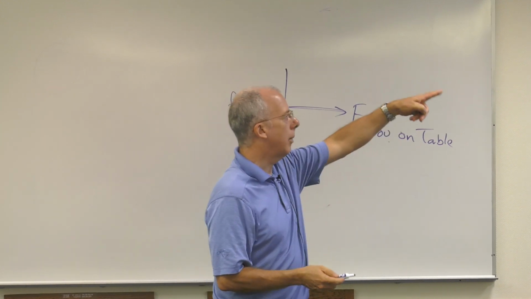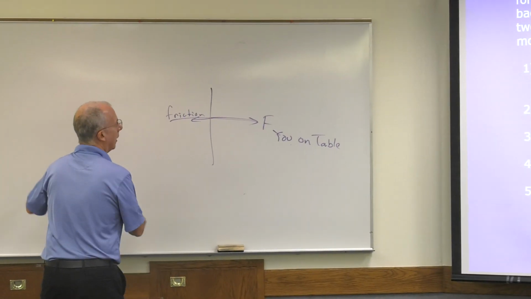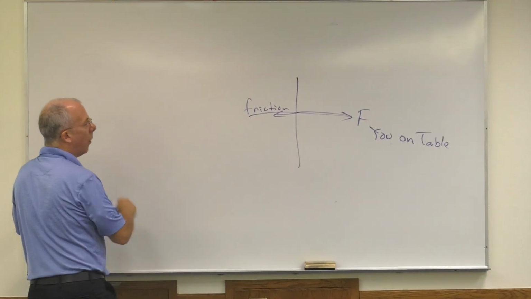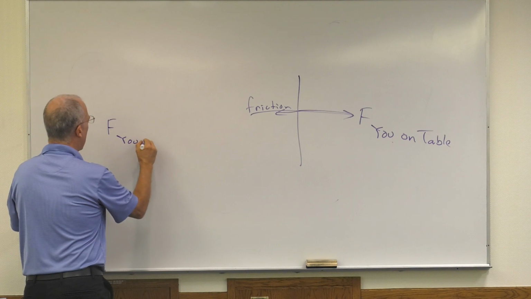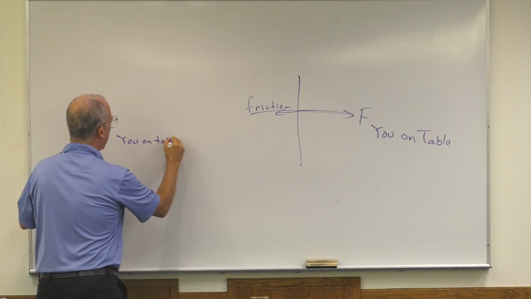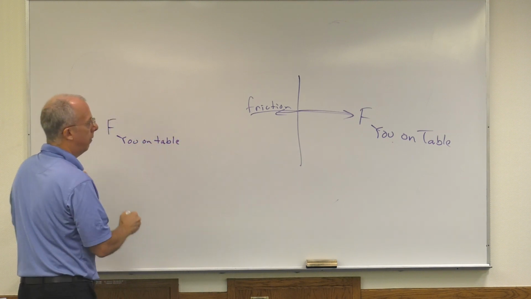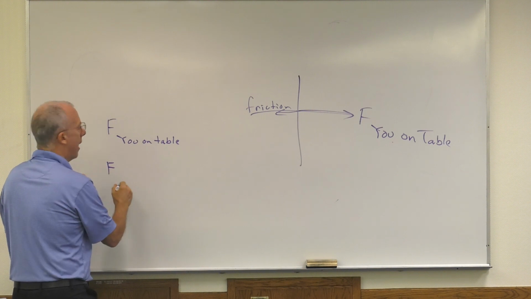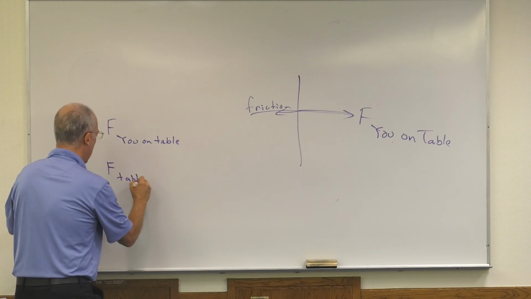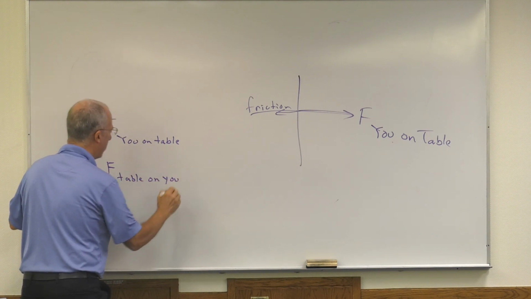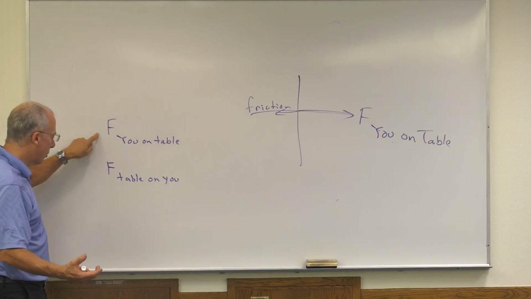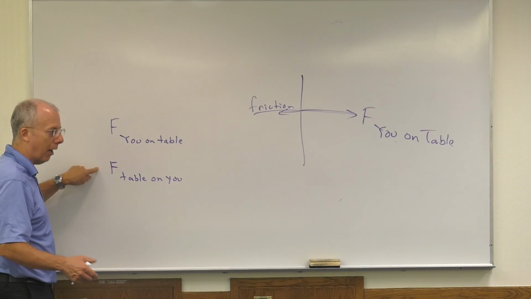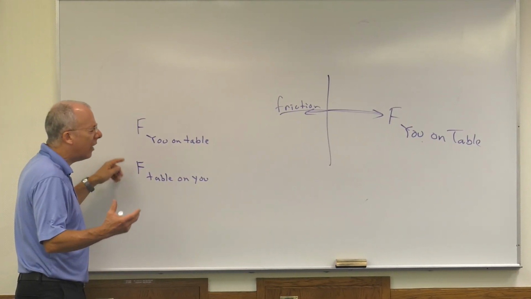But what they're saying is there's a forward force by you on the table. So there's a force you on table, and then they're saying there's a force table on you. Now, are these two forces equal and opposite? Yeah! Do these two forces constitute a force pair? Yeah! But what does that got to do with anything?